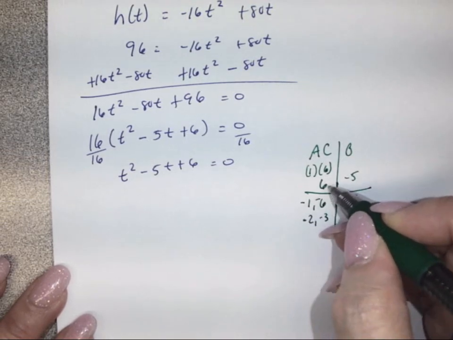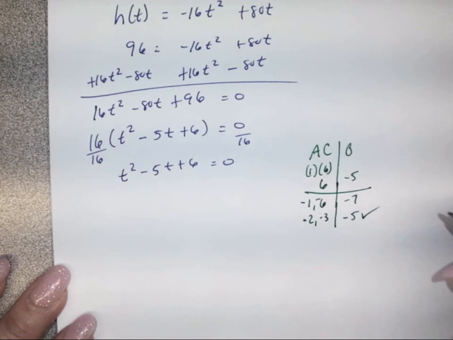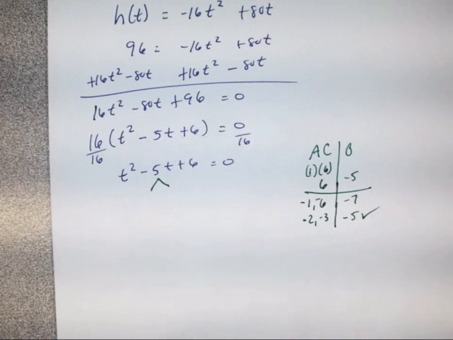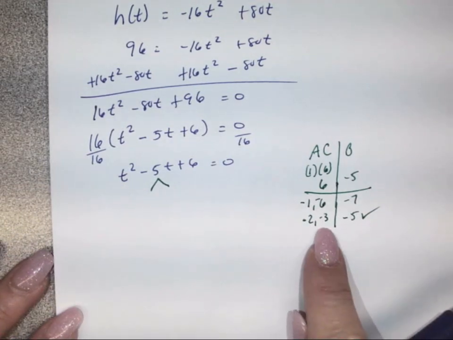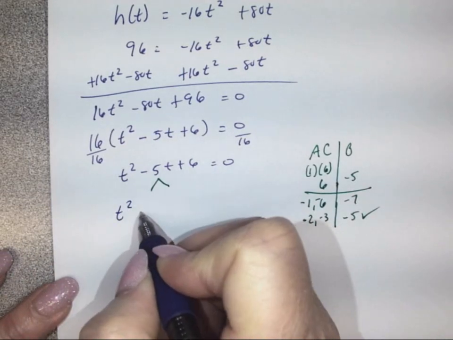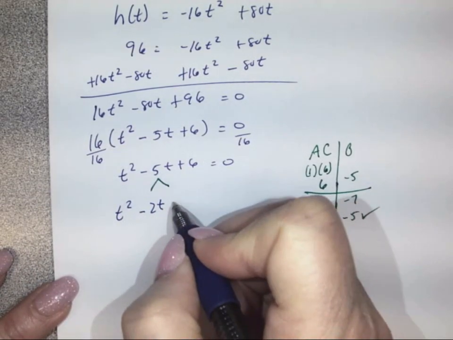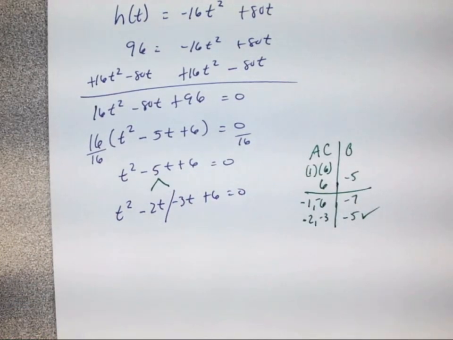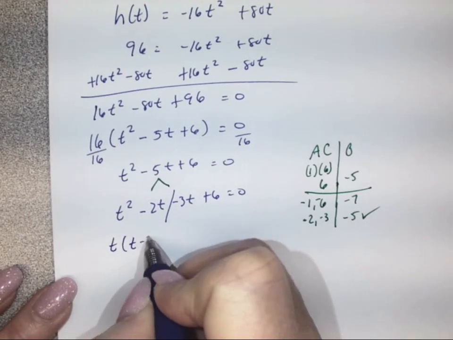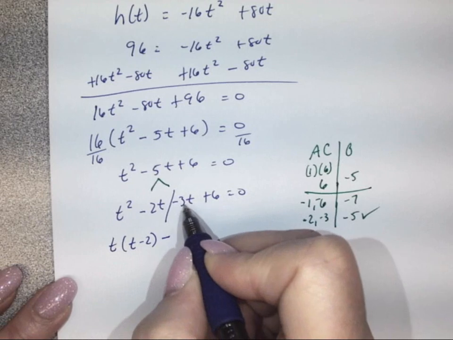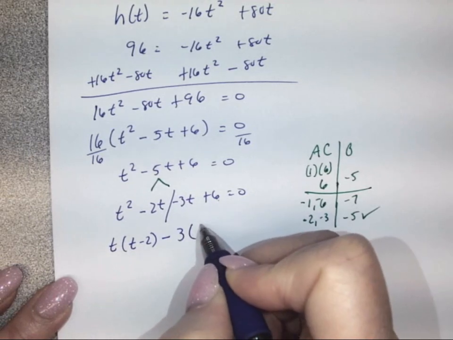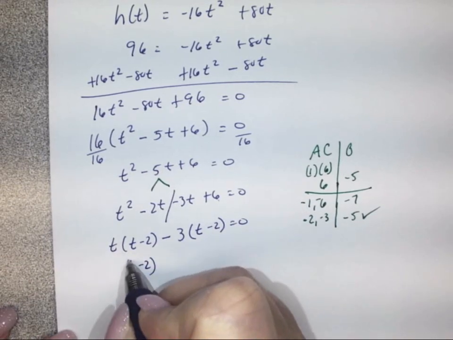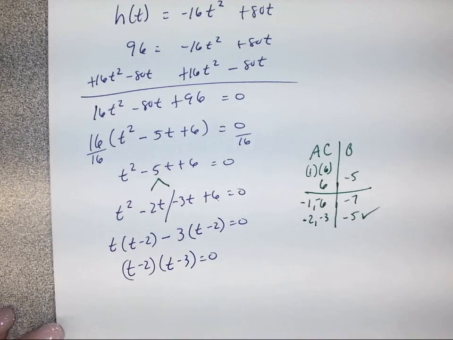Not the right number, but it is the right sign. Negative 2 times negative 3 is positive 6. When we add it, we get to negative 5. So those are the numbers we're looking for. We can come over and rewrite our negative 5t as negative 2t and negative 3t. And split it, because they have factor by grouping. So t times t minus 2. Bring down our negative sign. We can factor out a 3. And we get t minus 2. They match. We have t minus 2 times t minus 3 is equal to 0.